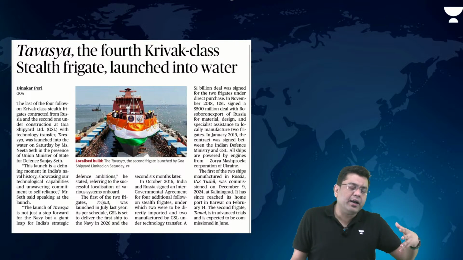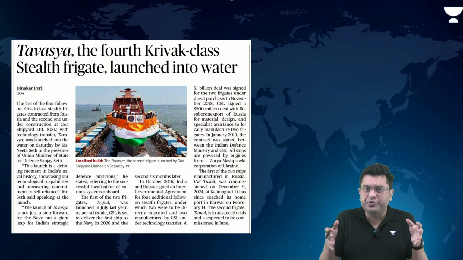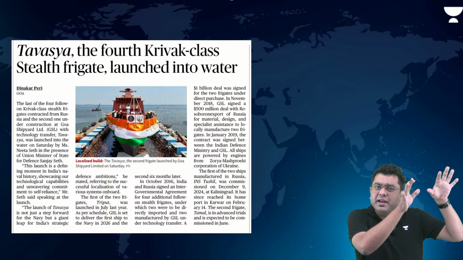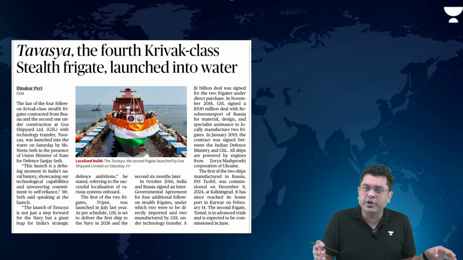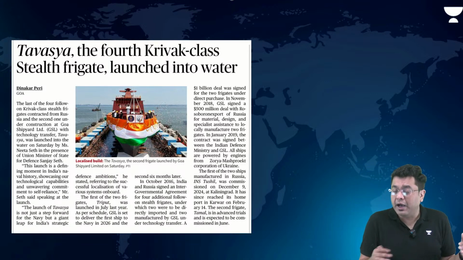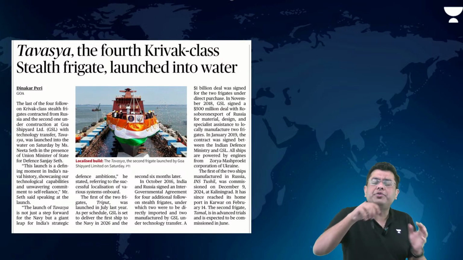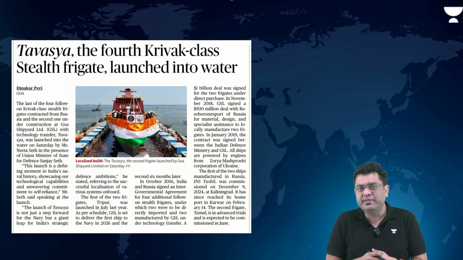Generally, the frigates are a part of the larger groups, the carrier groups that you have. With every aircraft carrier, you have at least 4 to 5 frigates, 2 to 3 destroyers, a couple of corvettes, and a few submarines as well. So that moves entirely as what is referred to as a CBG, or a carrier battle group.